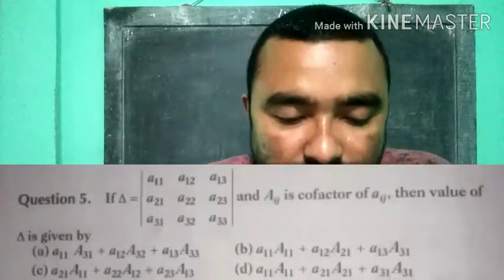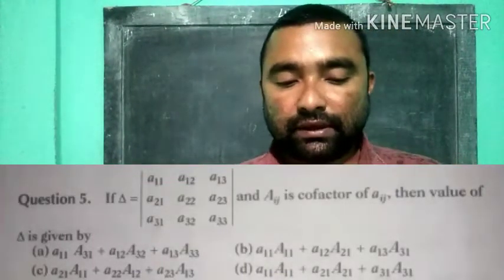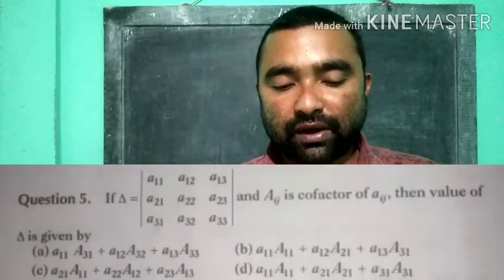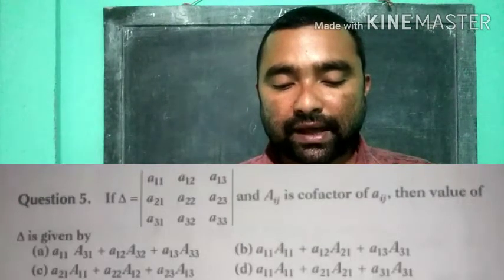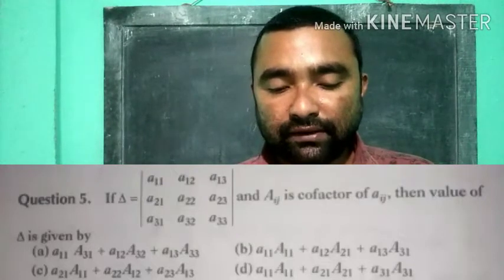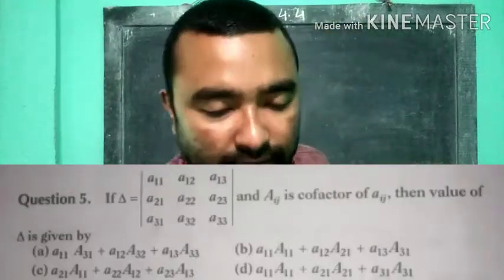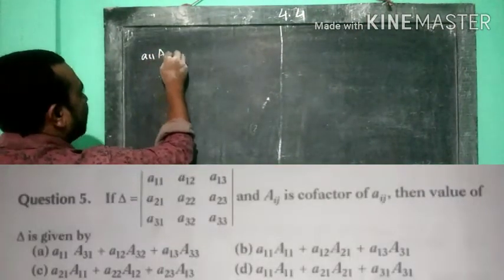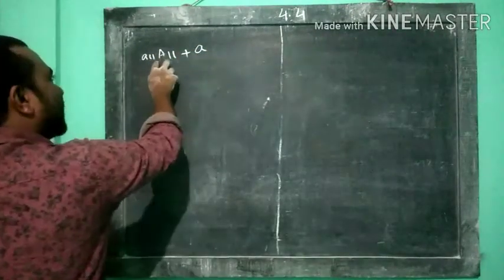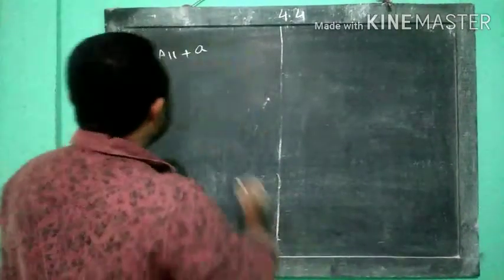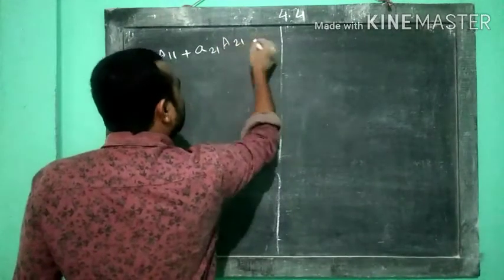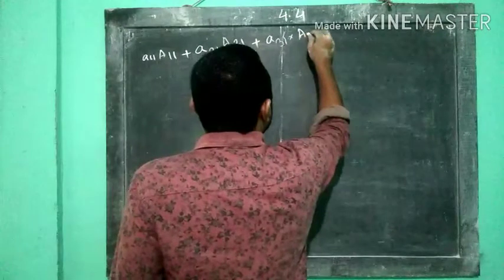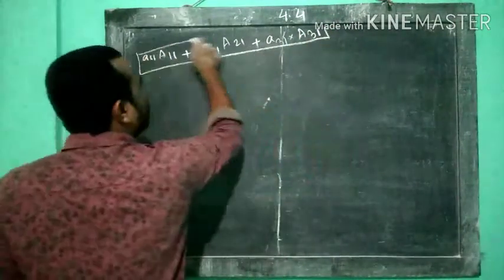Question number 5. If delta has first column A11, A21, A31, second column A12, A22, A32, and third column A13, A23, A33, and Aij is the cofactor of aij, then what is the value of delta? It is very simple. The value of delta is a11 into A11, plus a21 into A21, plus a31 into A31. This is the answer.